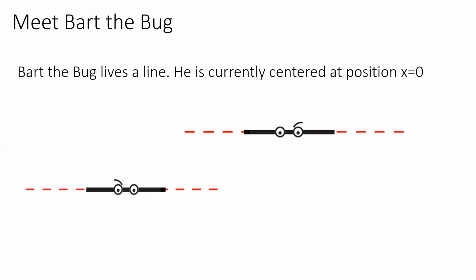If I want to flip him over, I just have to multiply him, all his points, by -1. But if I want to move him from side to side, I would have to add. And I can't add to points and it still be a linear transformation. For it to be a linear transformation, I'm going to have to embed Bart the Bug into 2-space.